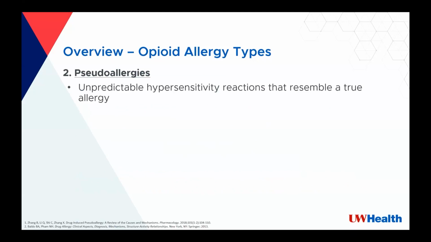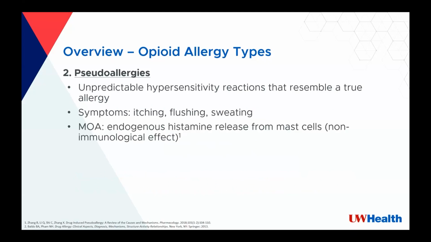Next, we have pseudoallergies, which are a lot more commonly seen. These are unpredictable, idiosyncratic hypersensitivity reactions with clinical features that are almost indistinguishable from true allergies. Symptoms include itching, flushing, and sweating, and are mainly cutaneous reactions. The main difference between pseudoallergies and true allergies is the underlying mechanism of action. Pseudoallergies are mediated by endogenous histamine release by cutaneous mast cells, which is a non-immunological effect, whereas our true allergies are either IgE or T cell mediated. That mechanism of histamine release explains why we see the symptoms that we see. Common culprits of pseudoallergies include codeine, morphine, and meperidine.